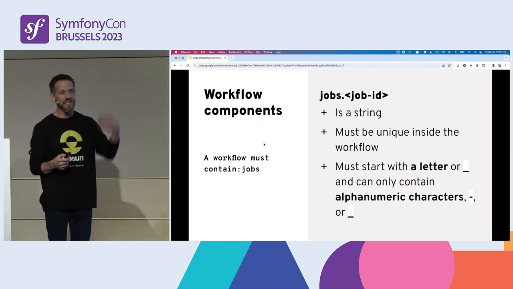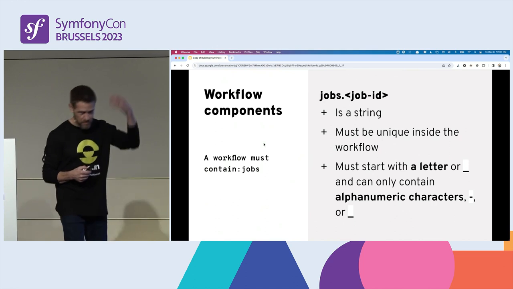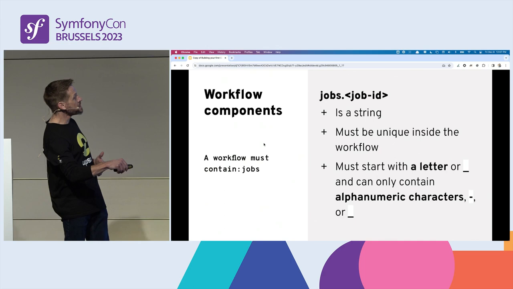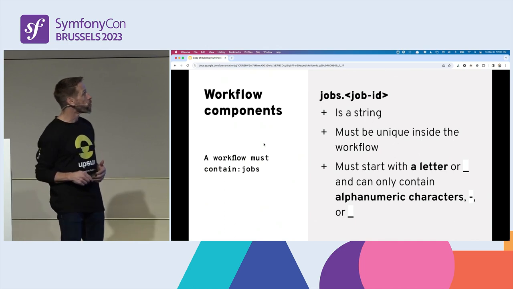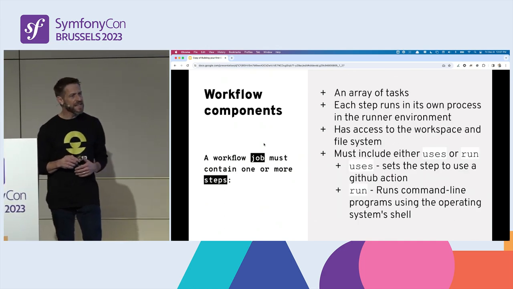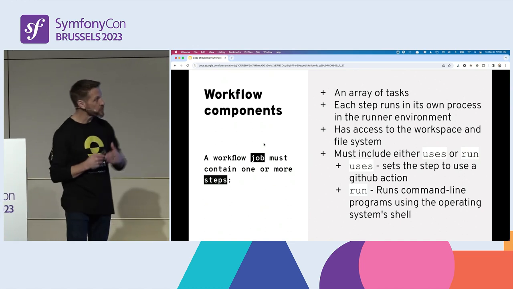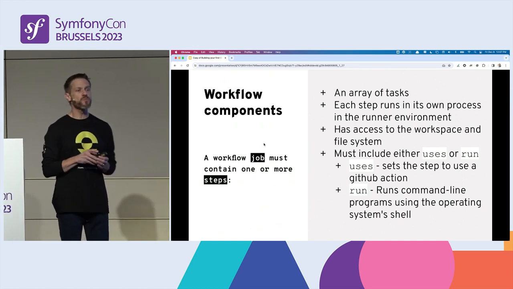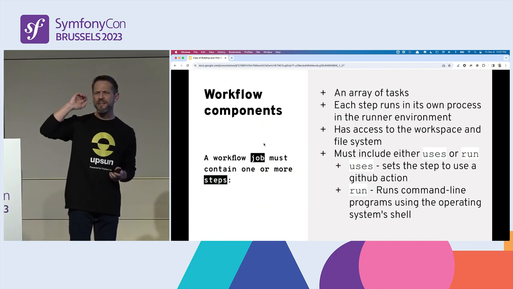They have to be unique inside the workflow. So we can have as many jobs as we want, but they all have to have unique IDs. And then they must start with either a letter or an underscore. And again, inside those steps that we have, it's just an array of tasks, each one of those that we want to run.